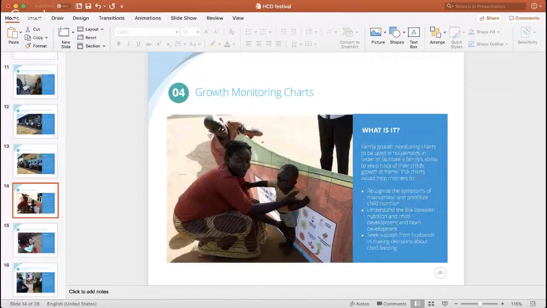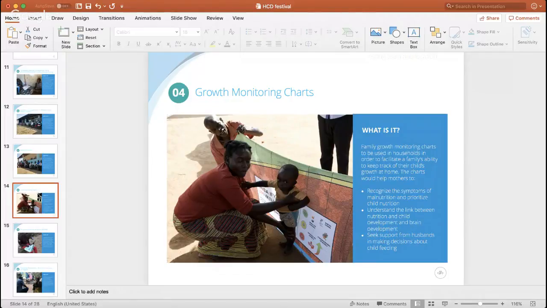For the first prototype, we tested it in rural and urban contexts. The idea of this chart is to be an aid in the household, so that families in their own house can track the growth of their children, as I said, at home. They would, of course, still go to the health facility for regular checkups, but they could also monitor the growth at home. So it's a very simple chart in which, as you can see, you have just three colors: red, yellow, and green. And it's especially made for children under 2 years old.